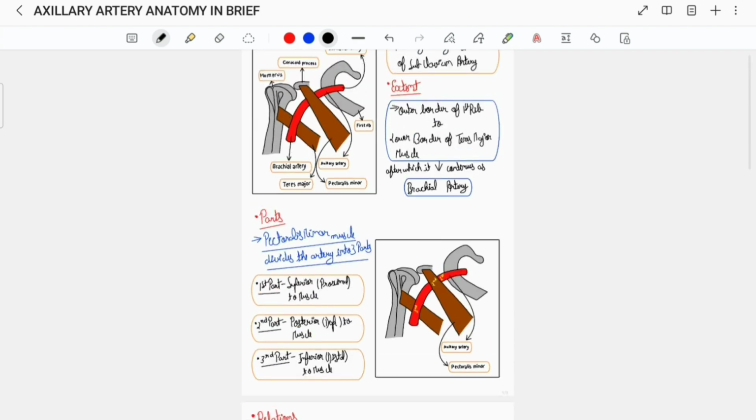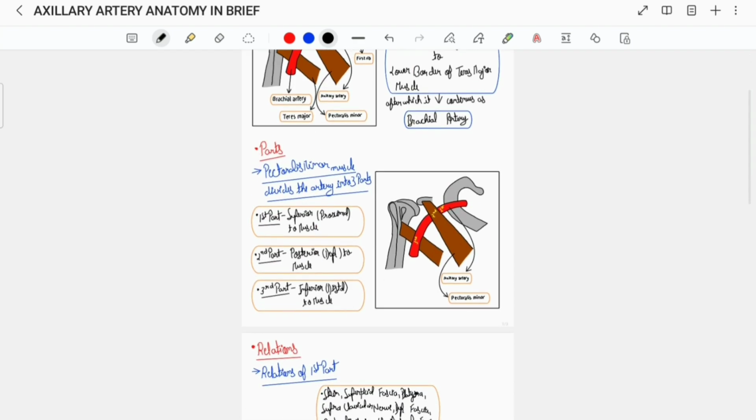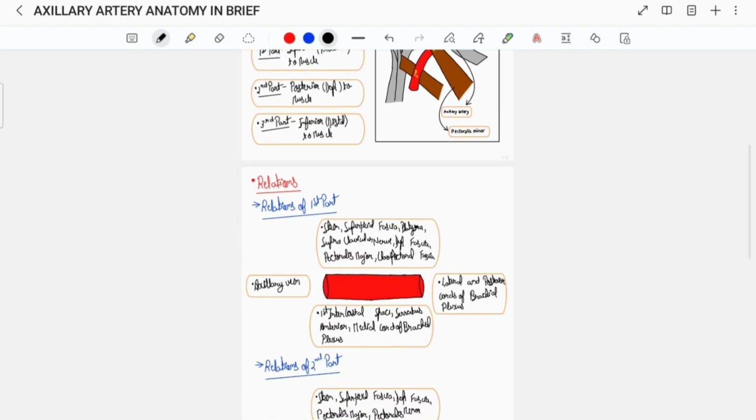So this was all about anatomy of axillary artery in brief. Here is the overview of what I have discussed.